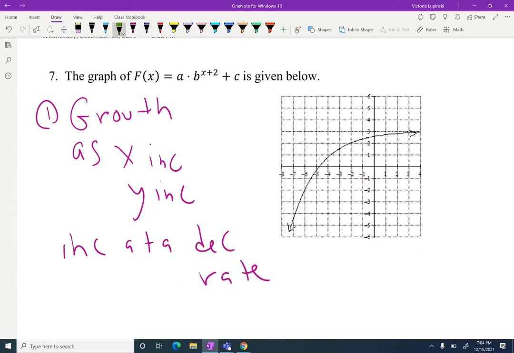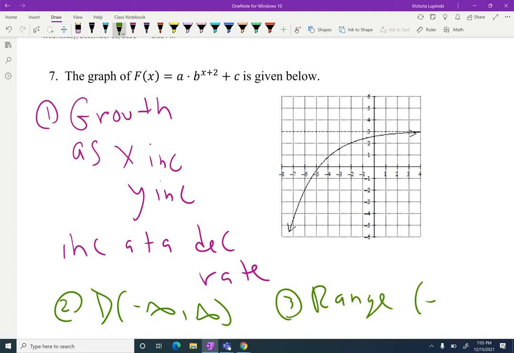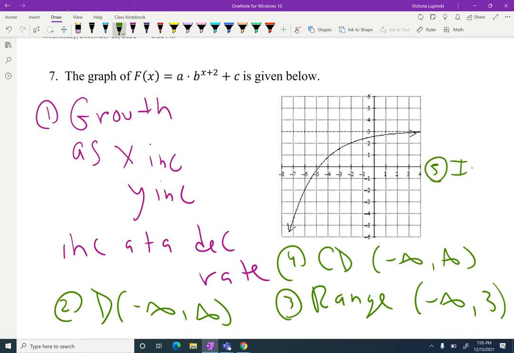From here, other things I could say: the domain is all real numbers, and the range is negative infinity to positive 3. I could say that the graph is concave down from negative infinity to infinity. I could say that the graph is increasing the whole time from negative infinity to infinity. Any questions, comments, or thoughts so far?